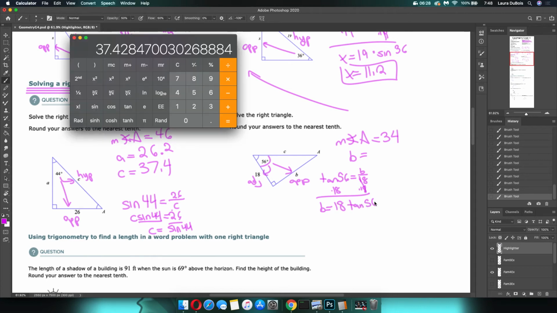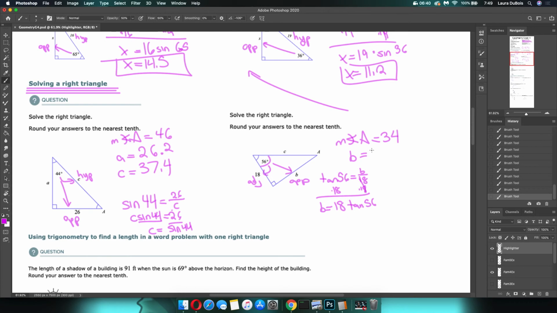So let's figure out what that is. 18 times tangent 56 equals 26.7. So B equals 26.7. Okay, what about C, the hypotenuse? Wow, I didn't give myself a lot of room. So hypotenuse, let's see here.